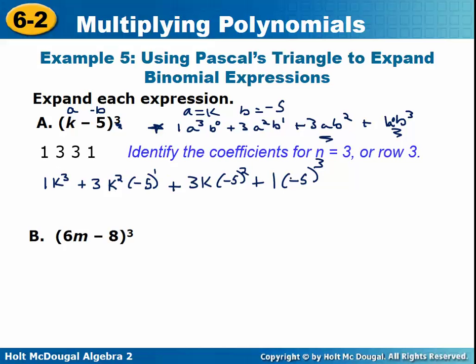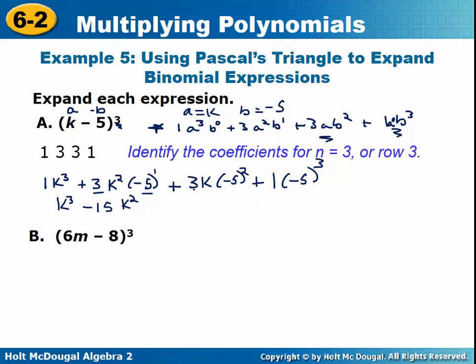Now all we have to do is simplify this. So you can't really simplify the first one. But the second one, we could write this as, multiply the numbers together, 3 times negative 5, and you get negative 15, and then write your k squared.